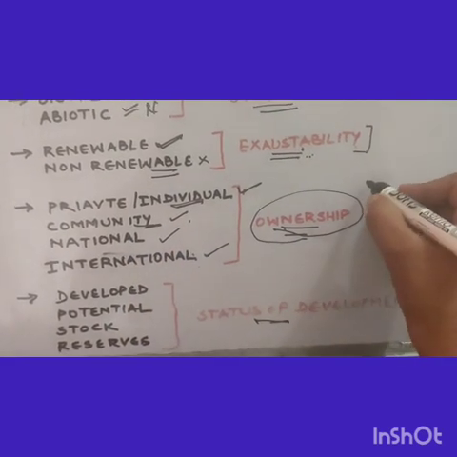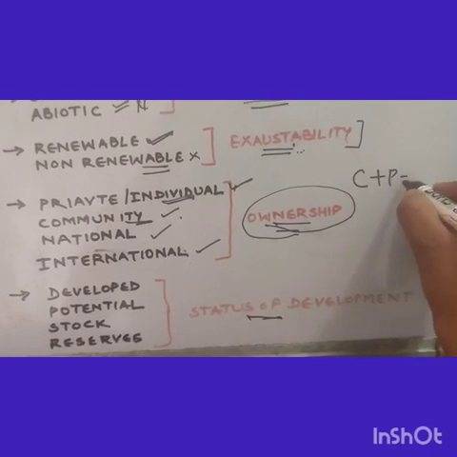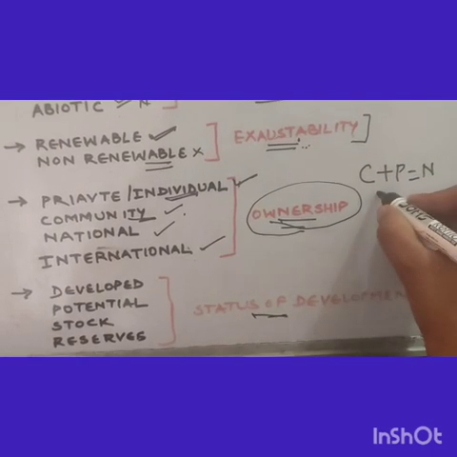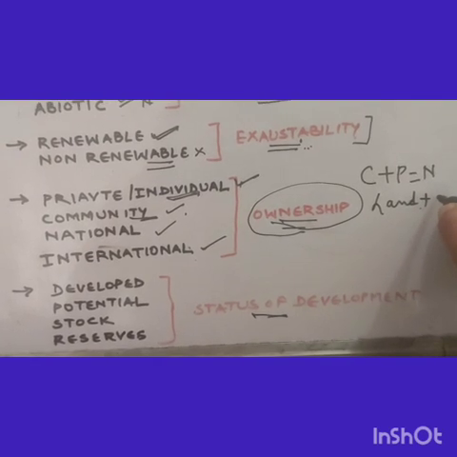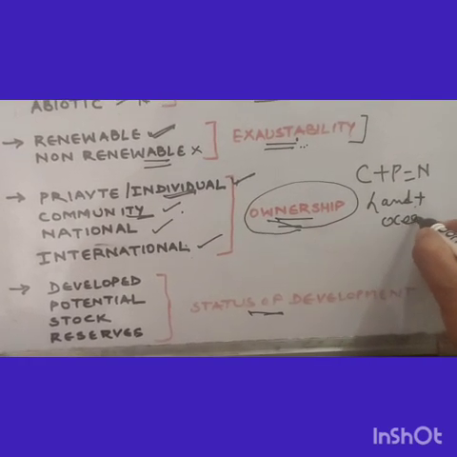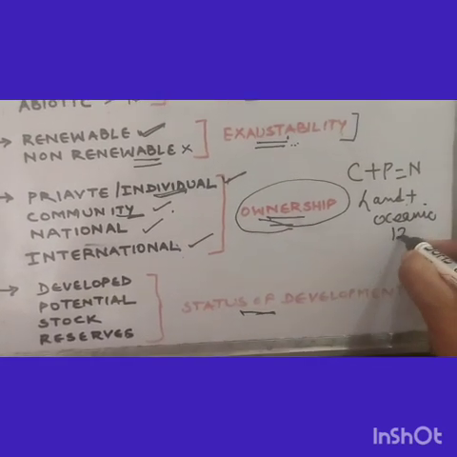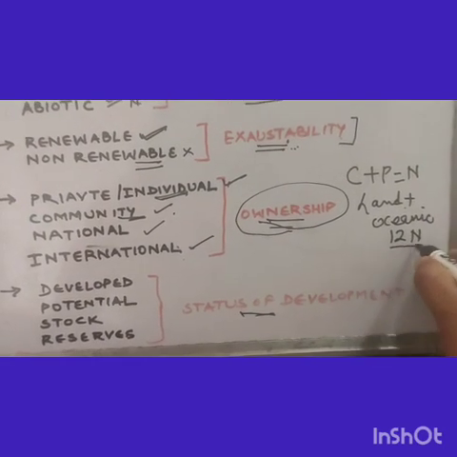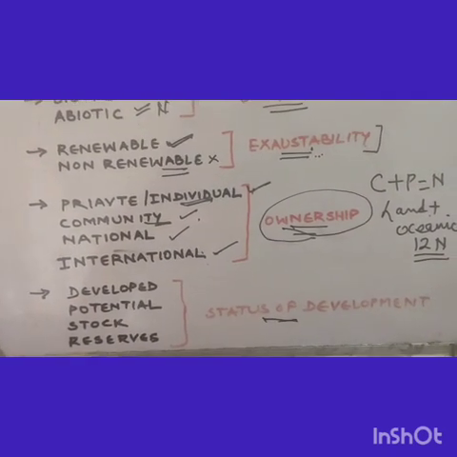These two, individual and community resources, are the part of national: community plus private land is equal to national. That means the land plus the oceanic area. Oceanic area means 12 nautical miles. The 12 nautical miles is part of Indian territory.